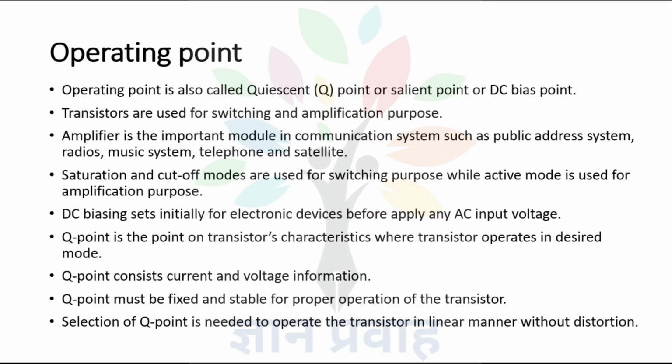Operating point. Operating point is also called quiescent point or Q point in short, or silent point or DC bias point. Q point simply provides the information of bias voltage and bias current. So we must apply bias voltage and bias current before applying any input voltage to any electronic device, so that it can operate in the desired operating region without any distortion.